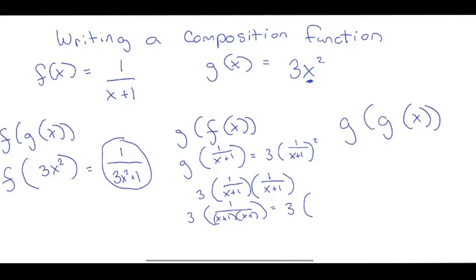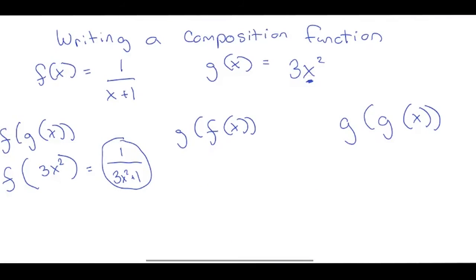So that's going to be 3 times, we're going to do some FOIL here. Oh, that was x plus 1. I missed my 1 there. Should be x squared. So once you've done FOIL, you get plus 2x plus 1 on the bottom of that fraction. All right. Now, when you simplify that and you multiply, that 3 goes up top. And the answer is 3 over x squared plus 2x plus 1.